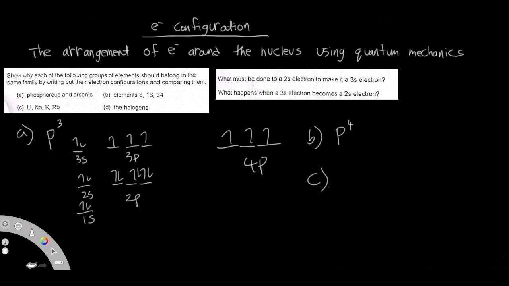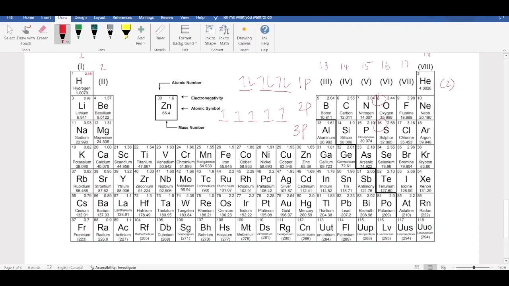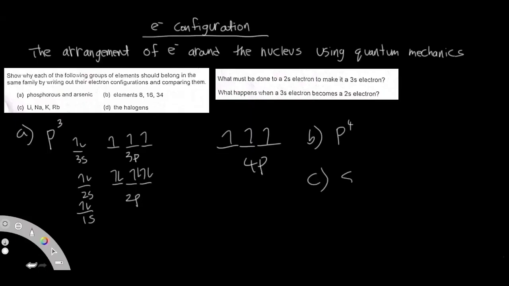Next, let's do C. Li, Na, K, and Rb. I think you all understand the point now. This one was our 1s's. This would be our 2s's. This would be our 3s's. This would be our 4s's, etc. So, only one electron can fill. So this would be an s1. This would be a 2s1. This would be a 3s1. This would be a 4s1, etc. So the answer to that would just be an s1.